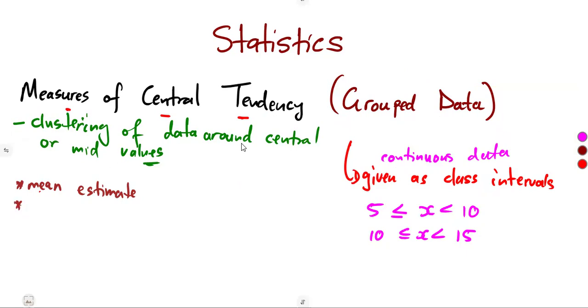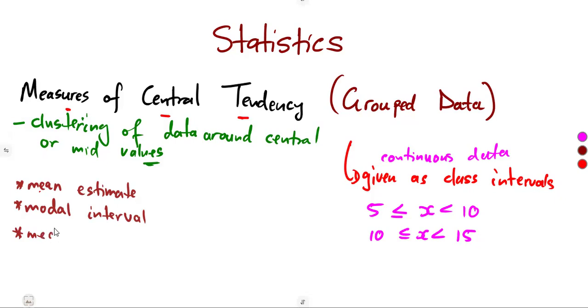It involves determining, or identification of, the mode. In this case, we are referring to the modal class, the modal interval, the class interval. The measures of central tendency also involve the median, as we had it before from our ungrouped data. In this case, we are talking about the interval in which the median lies.